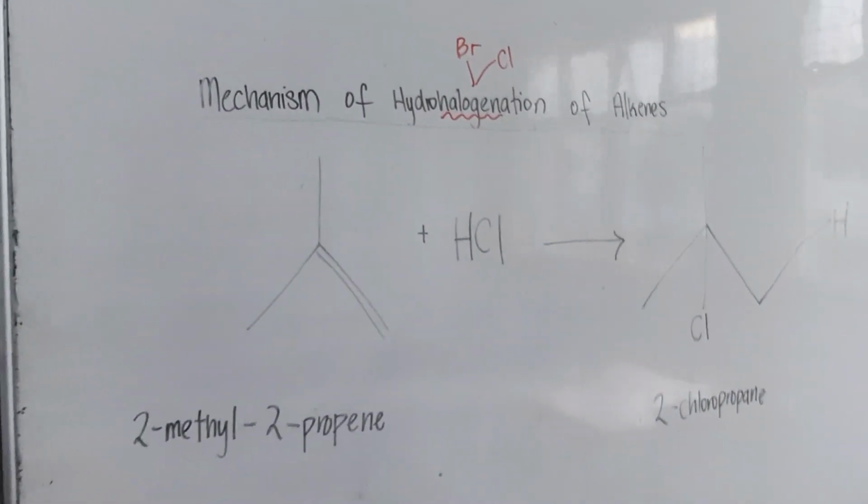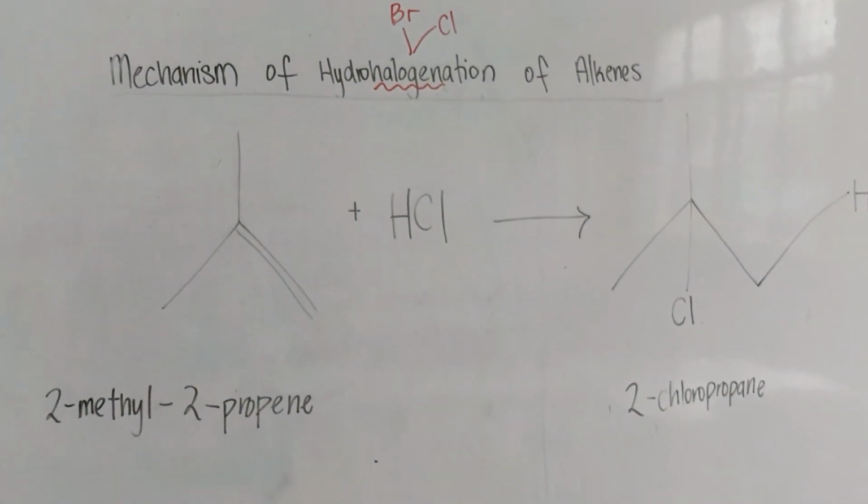So now, the mechanism of hydrohalogenation of alkenes is done.